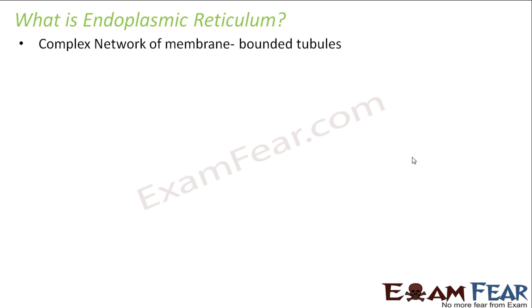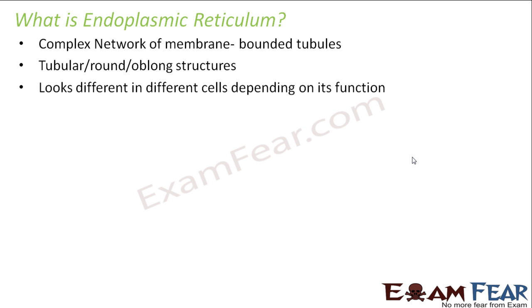I mean, its appearance is somewhat like this. They can be tubular or round or oblong structure. So they do not have a specific shape. Sometimes they are round, sometimes they are also tubular, but they always form a network. And of course, they are membrane bound. They are bounded by an individual membrane of its own. Looks different in different cells depending on its function. So as I said, since their shape and size are not very specific, they look different in different cells depending upon what function they have to perform.